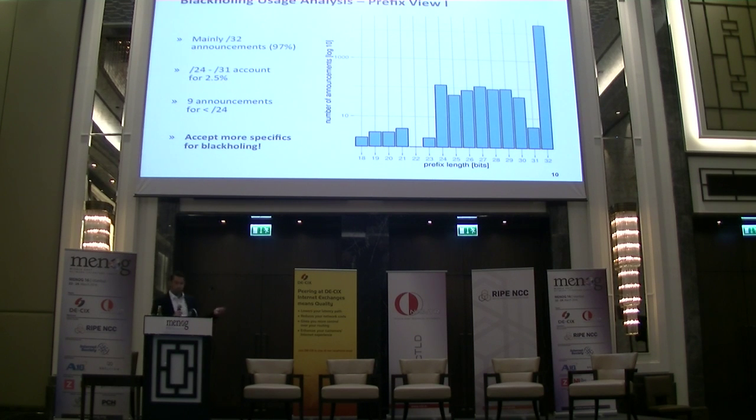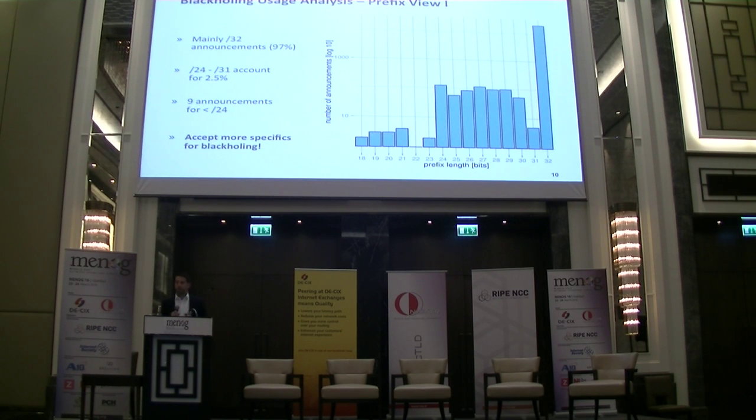Please note that this is a log scale, so we just have 97% /32 announcements. The other class, the less specifics, /24 to /31, account for, let's say, about 3%, and we only got 9 announcements for /24 and less specific. So the first takeaway here is blackholing is certainly used. It's heavily used. I mean, we have 33,000 announcements, but it's mostly /32.